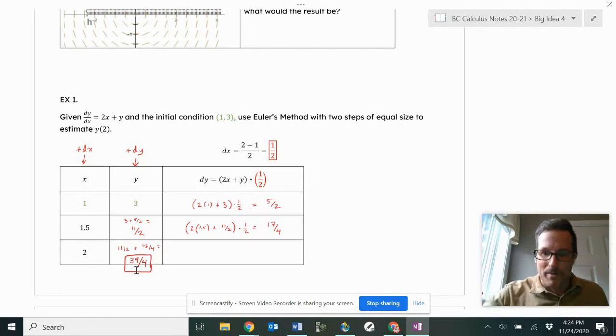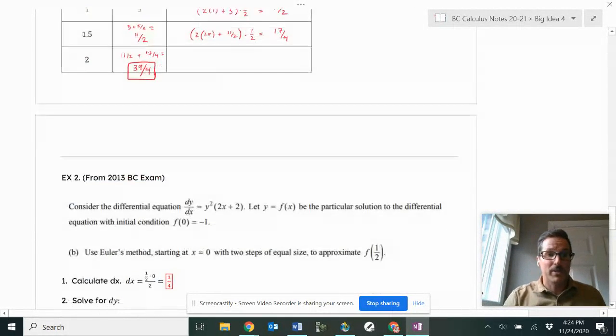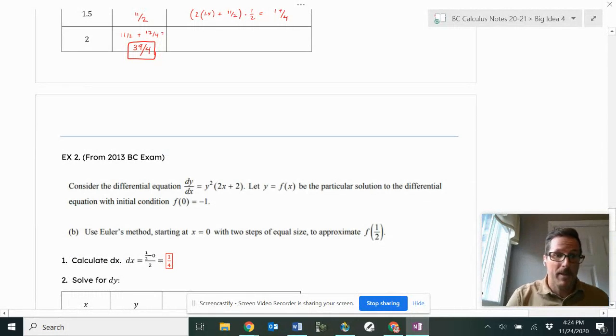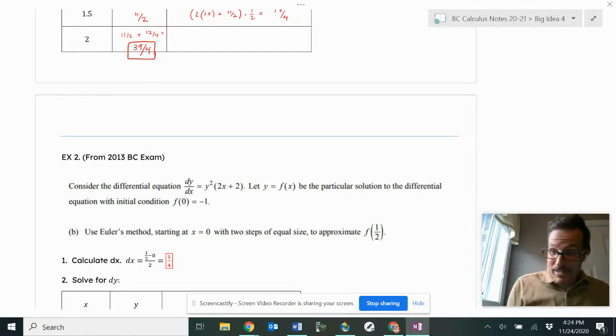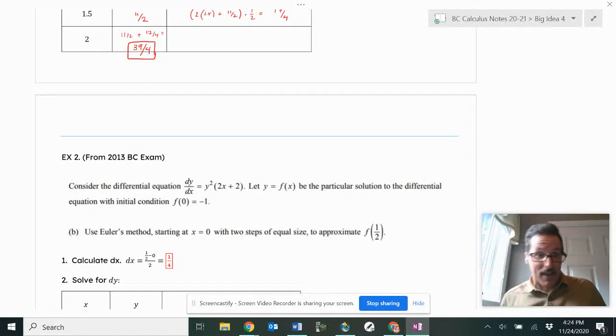How about we see another one? Let's look at another one. This one's from an actual old AP exam. But don't get scared or freaked out or excited or anything. It's the same exact process. It's the same exact wording. Here we go. It just is like official AP exam. Consider the differential equation dy/dx is y squared multiplied by the quantity 2x plus 2.